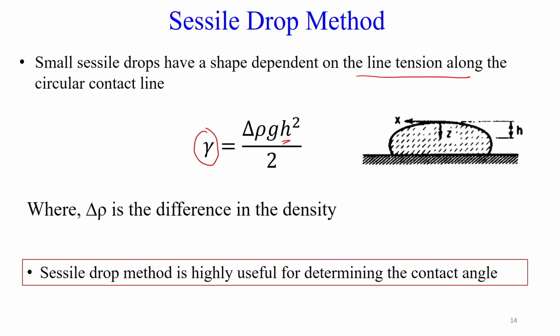Apart from the surface tension, this sessile drop is mostly used for measuring the contact angle. That will be discussed in the contact angle measurement. So, if you draw a tangent at the contact, this is known as theta. If you have a liquid drop like this, or you can say a sessile drop like this, you draw a tangent here and this angle is theta. That theta is known as the contact angle. So, this sessile drop method is also used to measure the contact angle. That we will discuss in the next class.